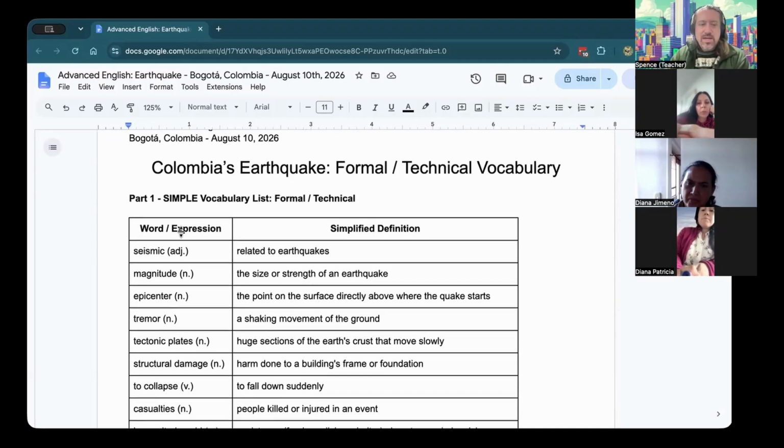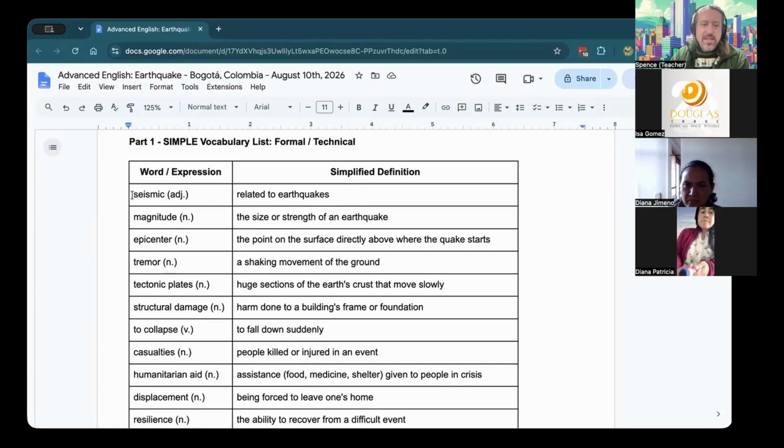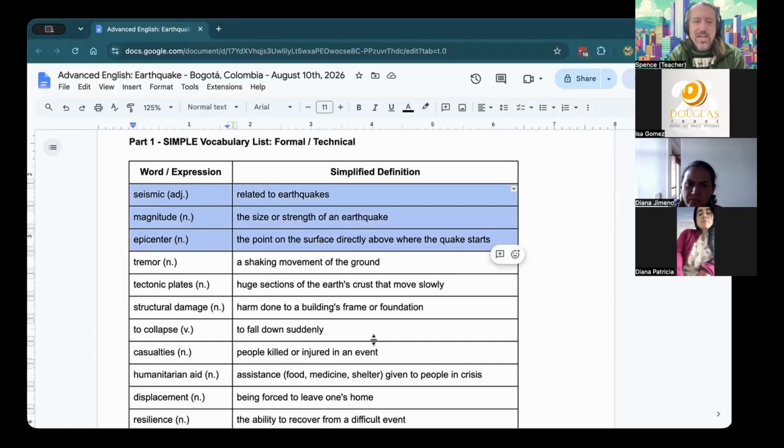So we will start with Isa, if you would be so kind as to read for us the first three vocabulary items, Isa. Yeah, the first one is seismic, related to earthquakes. Magnitude, the size or strength of an earthquake. Epicenter, the point on the surface directly above where the quake starts.